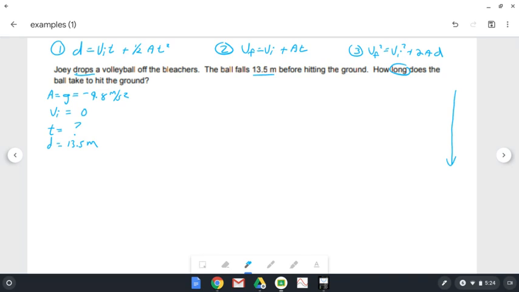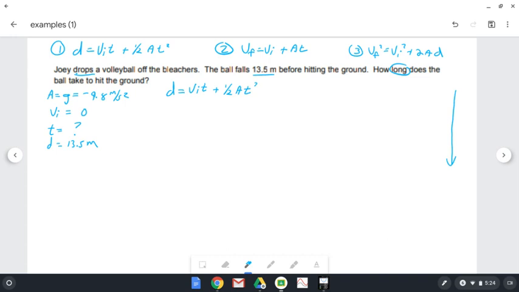Okay, so when I look at this one right here, I'm going to go ahead and pick my equation. Let's start over here with 1. We'll go to 2 and 3 if we need them. D, we got D. VI, we got VI. T, we got T. A, there it is. And then T again. Perfect. So far, this looks like a great equation. I'm going to go ahead and write that down. D is equal to VIT plus 1/2 AT squared.